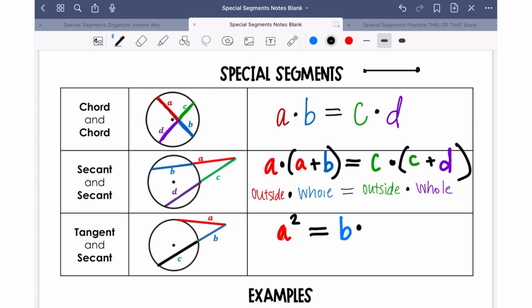So as we saw before, when you do the whole thing, we got to add the two parts. So it's B plus, what is the other part? The other part is C. B plus C.